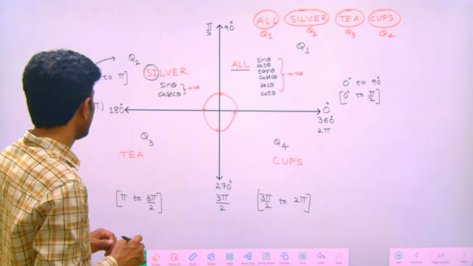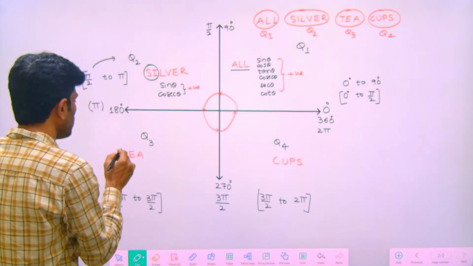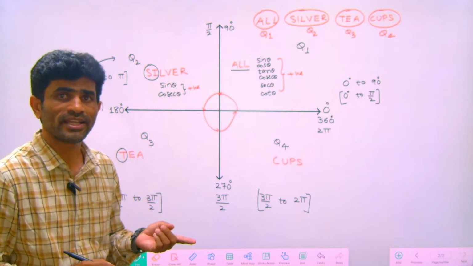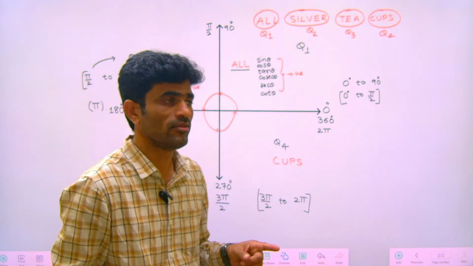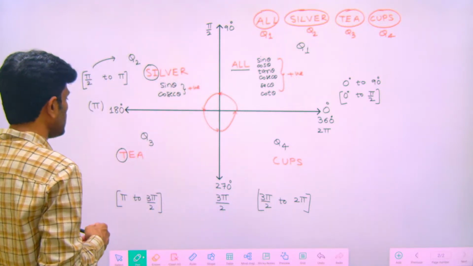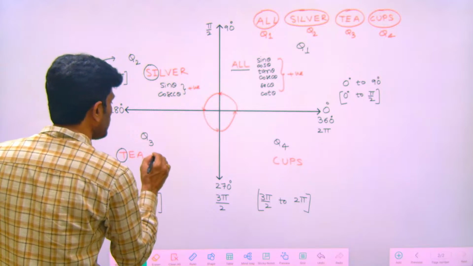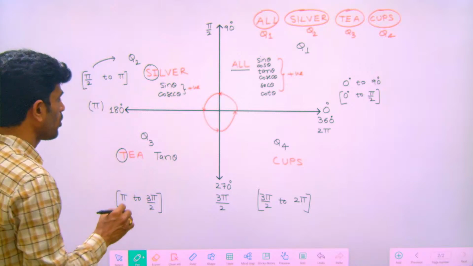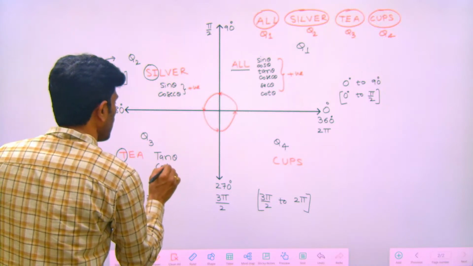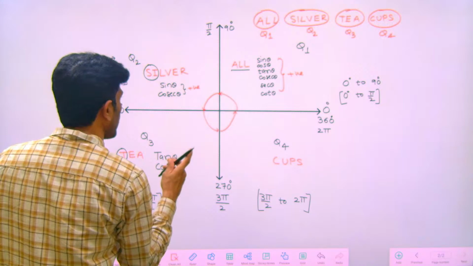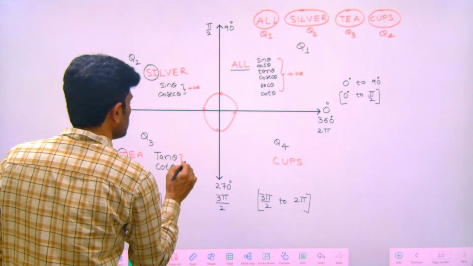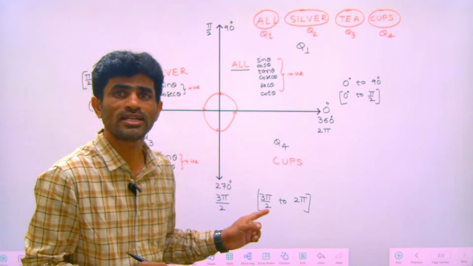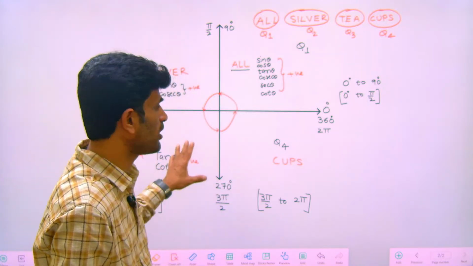Now coming to third quadrant, it is T. First letter T you take. What does this T indicate? The trigonometric ratio which starts with T. We have tan. Tan starts with T. So what are positive in third quadrant? Tan theta and its reciprocal cot theta are positive in quadrant 3. This you have to remember.